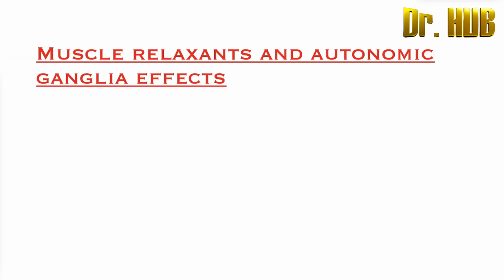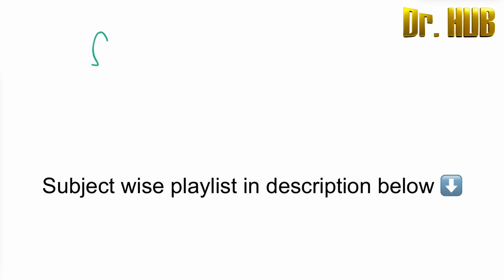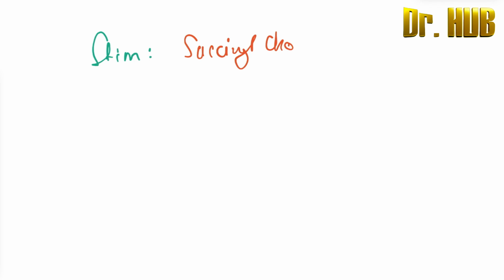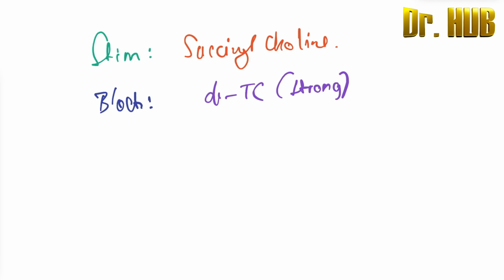Muscle relaxants and the autonomic ganglia effects. So first is the stimulation. When you look at stimulation, it is by the succinylcholine. Next is the block. So how is the block? The block is provided by DTC. This will be strong.